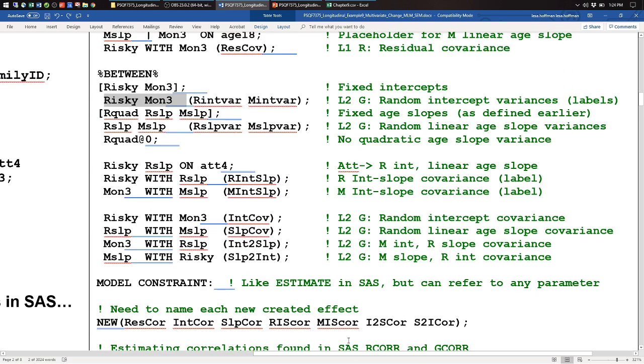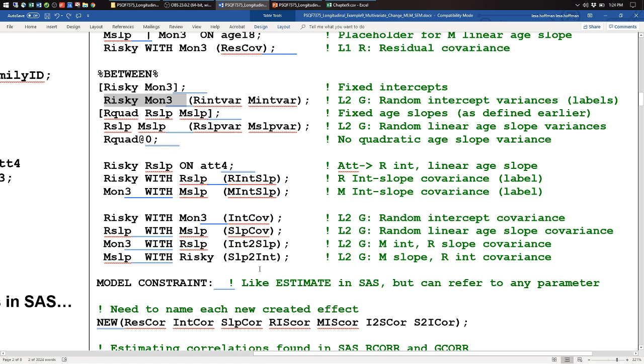When you list a variable, you're referring to a variance of some kind. So because it is in between, writing this down means give me a between variance. It's an intercept specifically. And because risky is going to be predicted by attitudes, this is actually a leftover intercept variance, whereas monitoring is the original intercept variance.